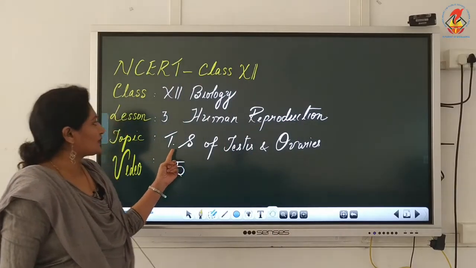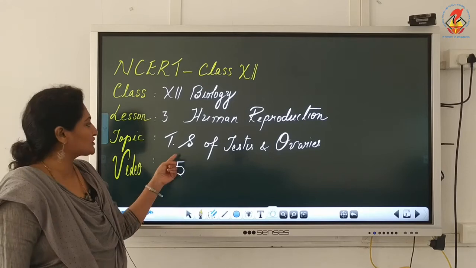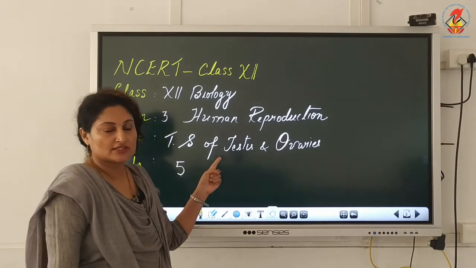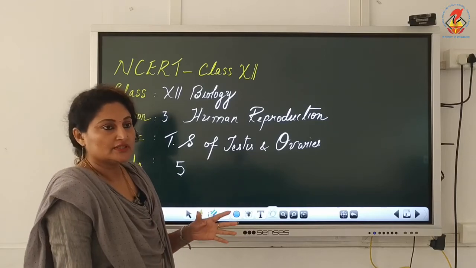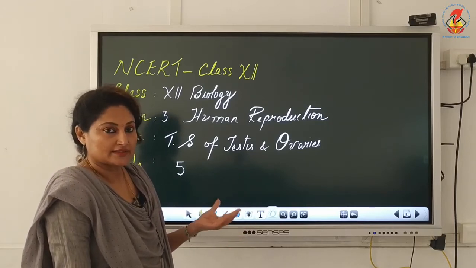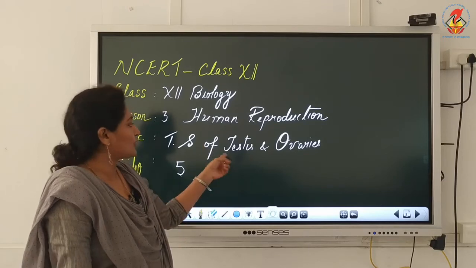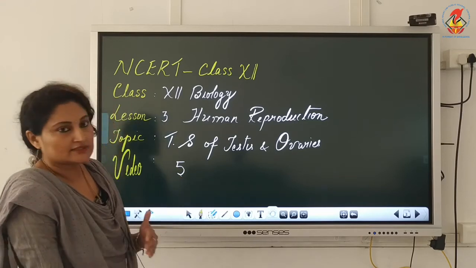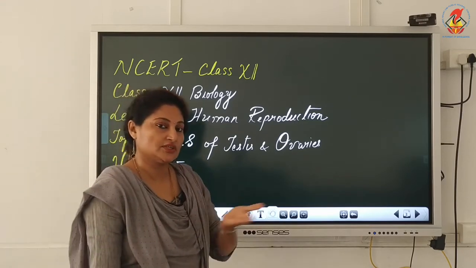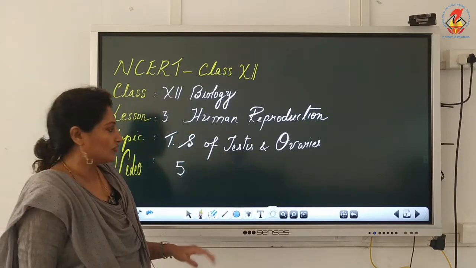The next topic under the same chapter, human reproduction, is the cross section or the transverse section through a testis and ovaries. It's very important as it comes as spotters for practicals as well as direct questions in the theory. So, from both points of view, it's very important. So, let's go through the sectional view of the testis and the ovaries.